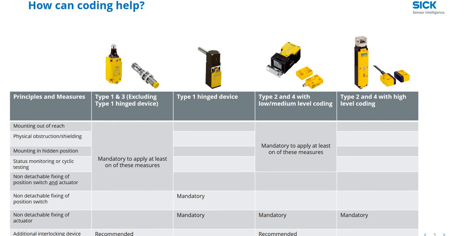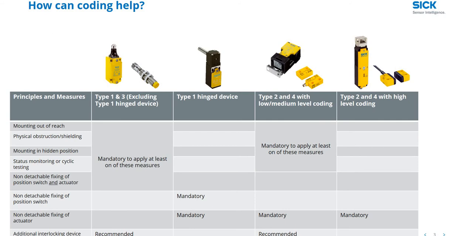First column is all the principles and measures that you need to consider. Some are mandatory, others are recommended. This is the list of measures. And then if we go to the next column, this would consider type 1 and 3 interlocks. And type 1 would exclude hinge type. We'll get to that in the next column, but if you're using type 1 and 3, you have to consider applying at least one of these first 5 measures.